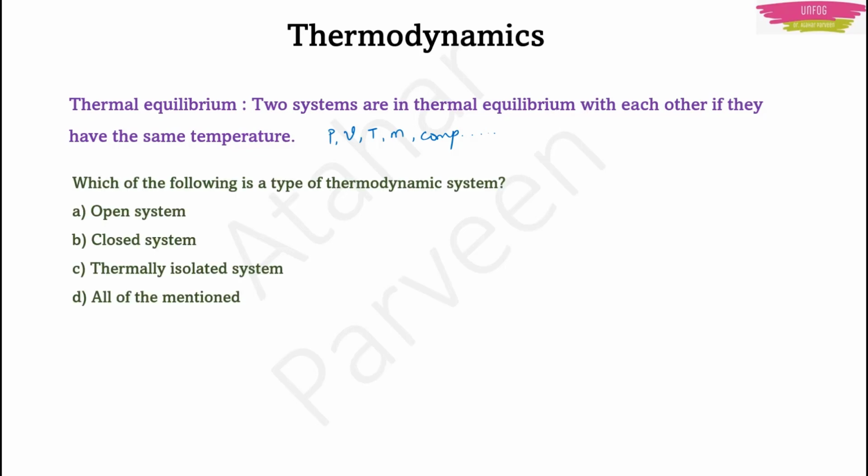What type of questions may come from what we have discussed till now? This type of question may come. Which of the following is a type of thermodynamic system? Now we know that open system, closed system, thermally isolated system, all these are thermodynamic systems, right? So all of the mentioned will be the right answer.